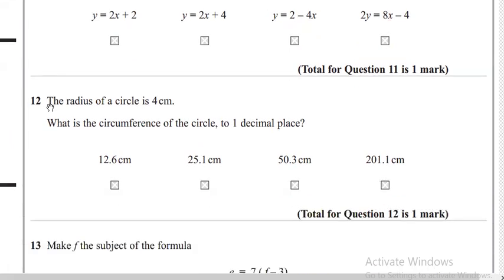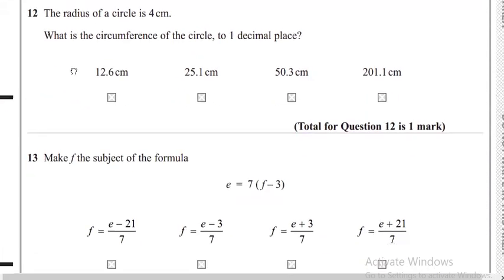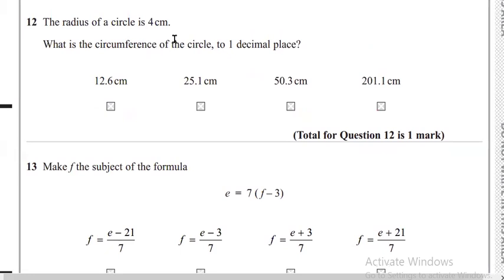Question 12. The radius of a circle is 4 centimeters. What's the circumference of the circle to one decimal place? Now, we need to understand that the formula of the circumference or perimeter of a circle equals what? Very good. 2 pi r, like this. 2 pi r. Now, focus on formulas and how to find the answers for circumference of circles by multiplying 2 by pi by r, okay?